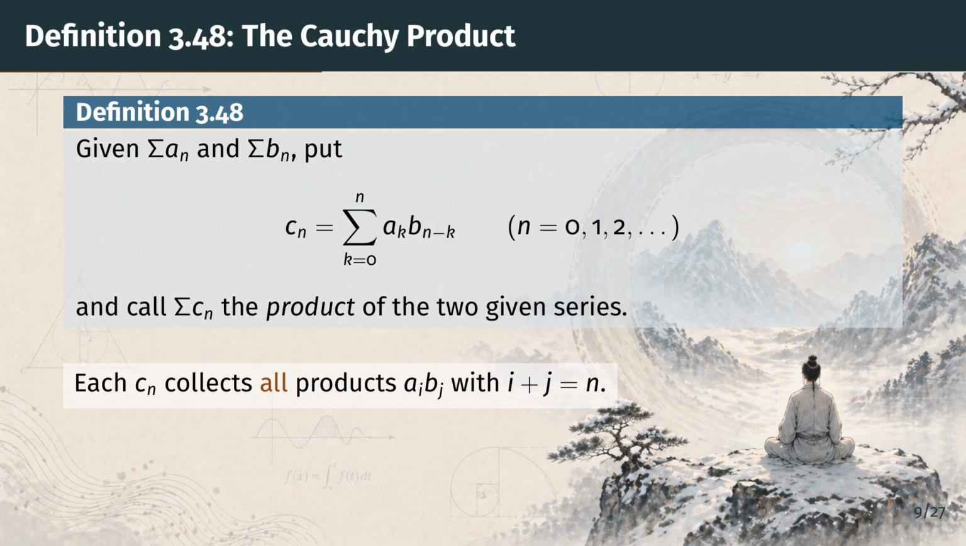The term C sub n gathers together every product of one term from each series whose indices add up to exactly n. So C sub 2, for instance, contains A sub 0 times B sub 2 plus A sub 1 times B sub 1 plus A sub 2 times B sub 0. Why group the products this way? The next slide shows the motivation.